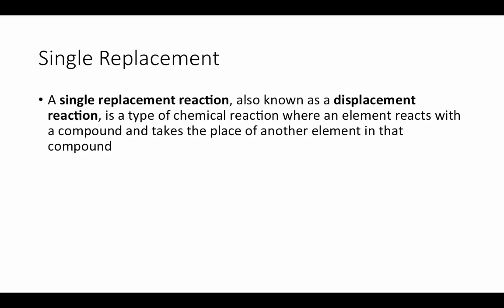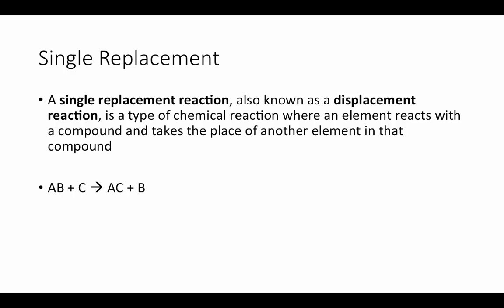So the first type of reaction that we'll learn about is a single replacement reaction. Your definition for a single replacement reaction: these can also be called a displacement reaction. It is the type of chemical reaction where an element reacts with a compound and takes the place of another element in that compound. It sounds complex, but let's take a look at a pattern. The pattern that will exist is AB plus C will yield AC plus B.